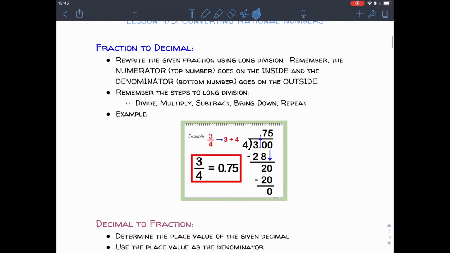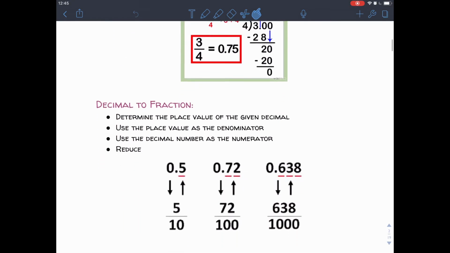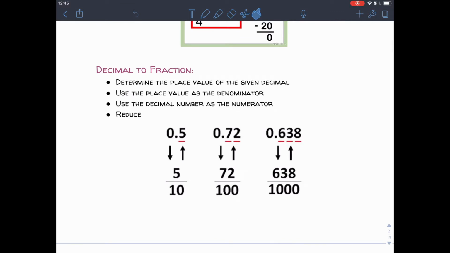And then I have here just the steps written out again, just a slightly different way. Numerator divided by denominator for fraction to decimal, and decimal to fraction, it's really just how you say the decimal if you use place value is how you write it as a fraction.